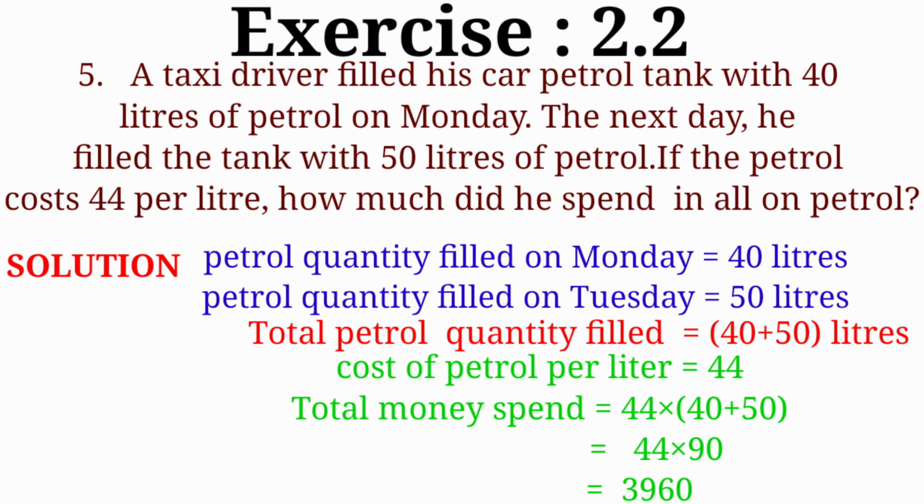Yes students, you understood this one rule? Yes. So now easily we'll do the multiplication. 44 into 90 is 3960. It means the man spent 3960 in total on his petrol.